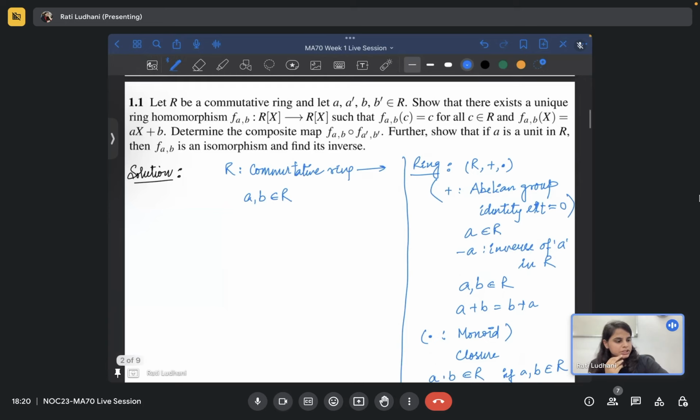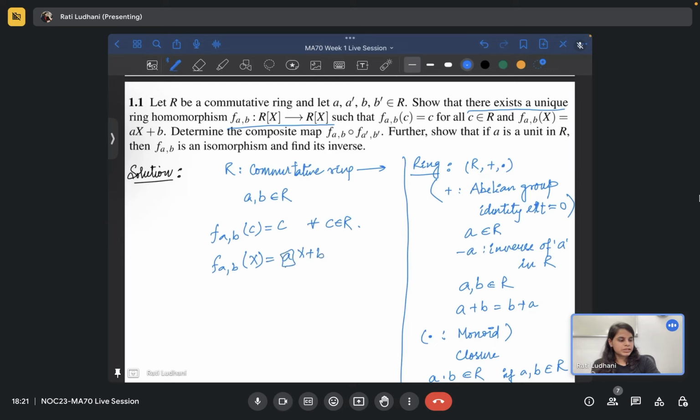It has been asked to show that there exists a unique ring homomorphism f_AB from R[x] to R[x] such that f_AB of c is equal to c. Like f_AB at any element of the ring R is exactly the same element. So basically it fixes the elements of R, and the evaluation of f_AB at x is equal to Ax plus B. So it maps x to Ax plus B.